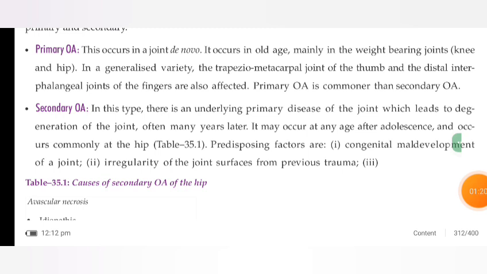Now, the second one is secondary OA. In this type, there is an underlying primary disease of the joint which leads to degeneration of the joint, often many years later. It may occur at any age after adolescence and occurs commonly at the hip. Predisposing factors are congenital maldevelopment of a joint and irregularity of the joint surfaces from previous trauma.